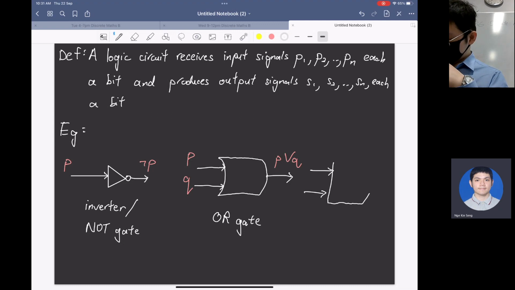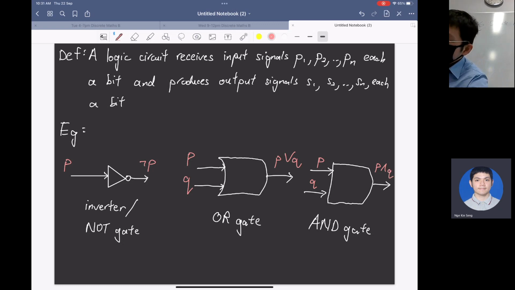Next, you should guess what I want to introduce. So I guess it's an AND gate. So if you put P and Q, what do you get? P and Q. Okay. And then we will come back to this Boolean stuff, Boolean algebra, in the last chapter.